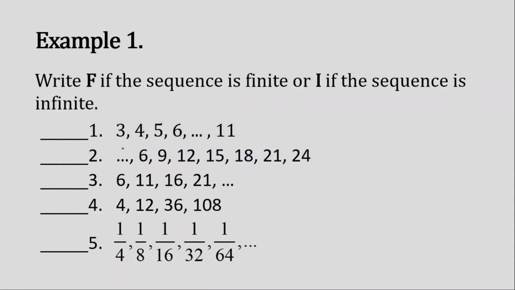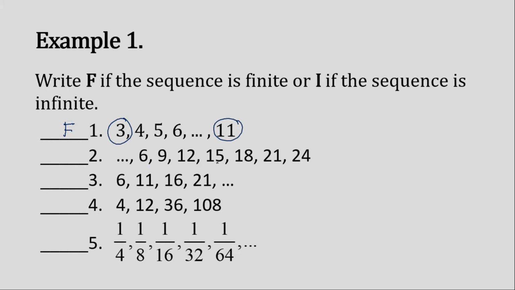Now let's try to answer some examples. Write F if the sequence is finite, or I if the sequence is infinite. On number 1, the first term is 3, and 11 is the last term. The ellipsis in the middle states that there are terms between 6 and 11, but we still have 11 as the last term. So this is a finite sequence.